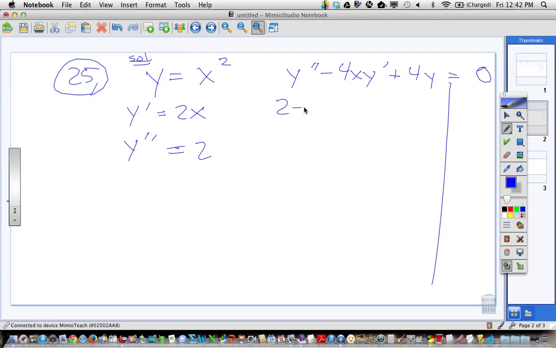So now I'm going to plug those in. So y double prime is 2, minus 4x, and then for y prime I'll plug 2x. And for y I'll plug x squared. And of course there's nothing over here, that's just 0. So this is 2 minus 8x squared plus 4x squared.